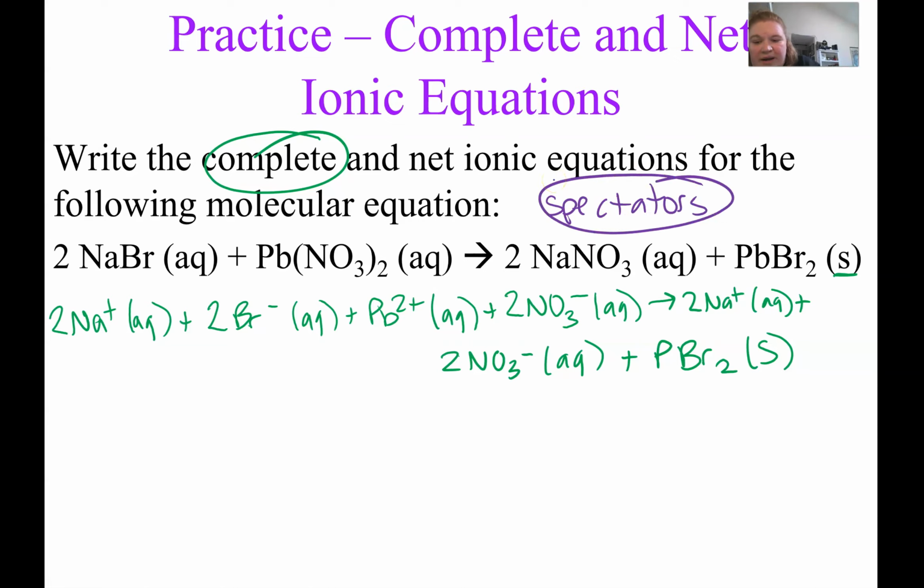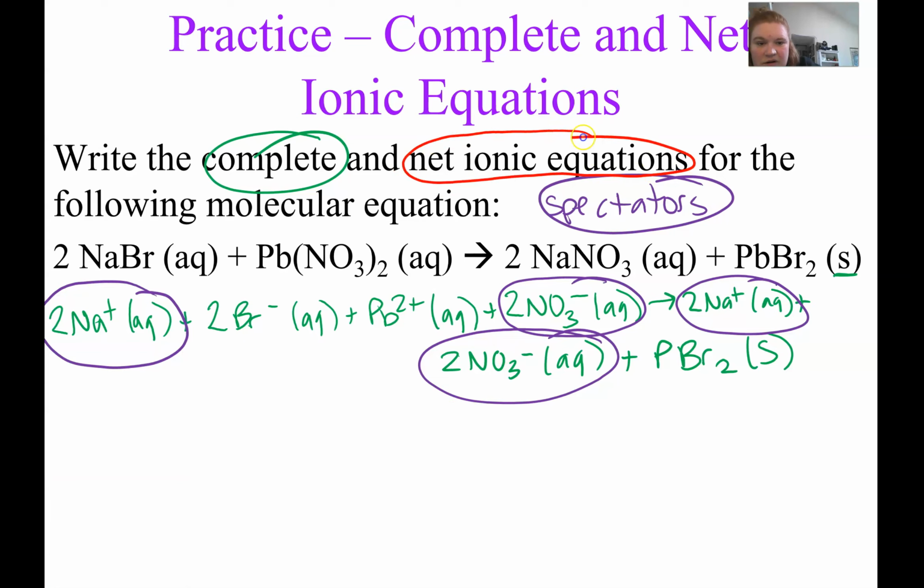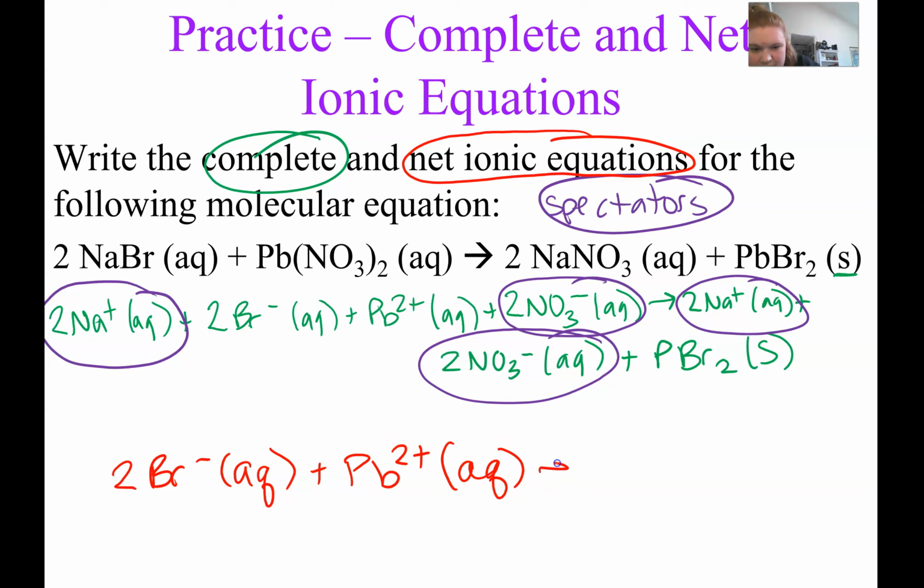So if we look at the left and the right hand side, we have sodium and we have nitrate. And so I'm going to write out my net ionic equation in red, and really I'm just writing down everything I didn't circle. Oh, I see a typo in my above equation there. I forgot the B in lead. There we go. All right, so there we go. We have our complete ionic. We identified the spectators so that we could write the net ionic.